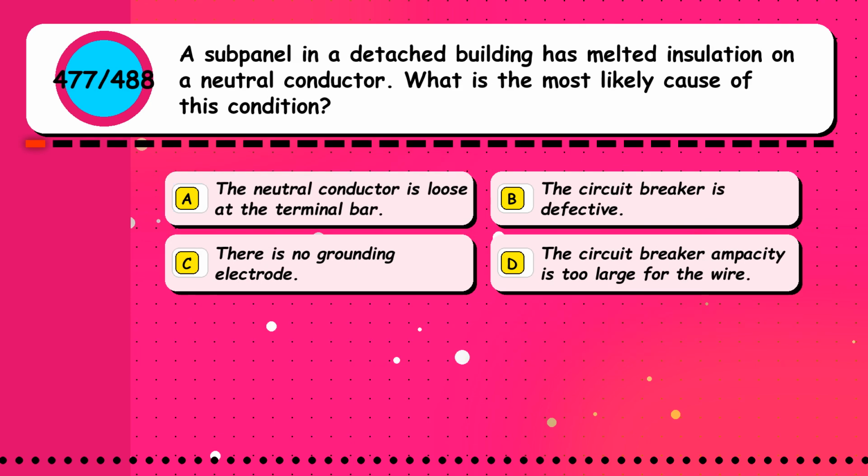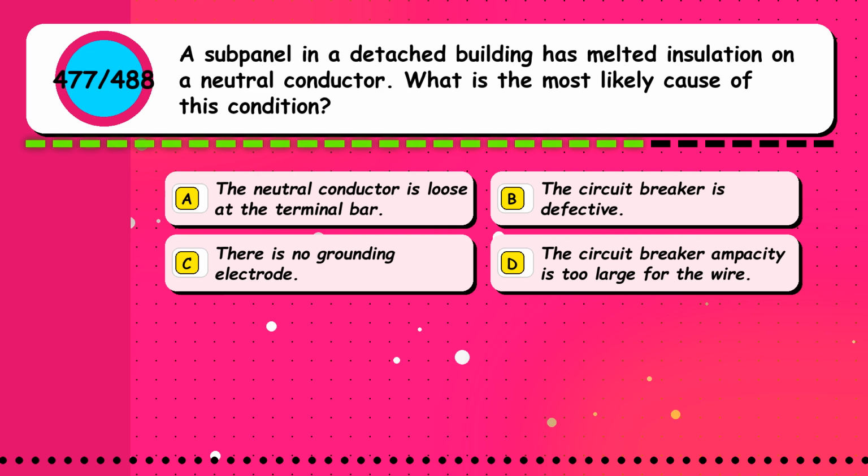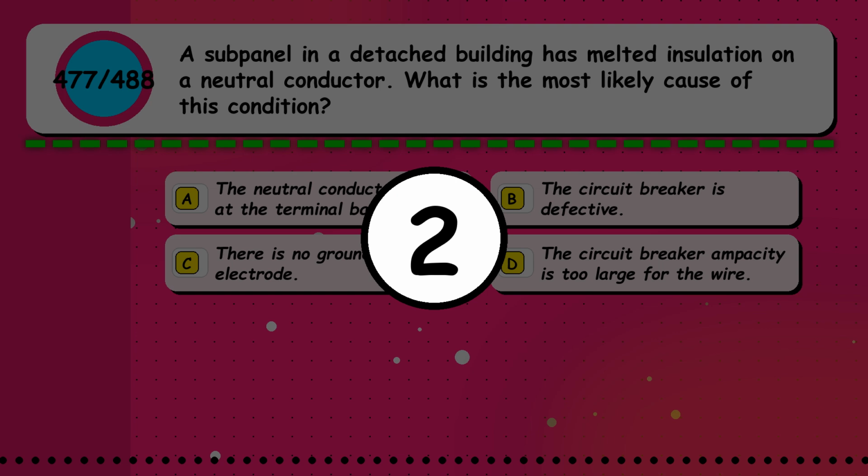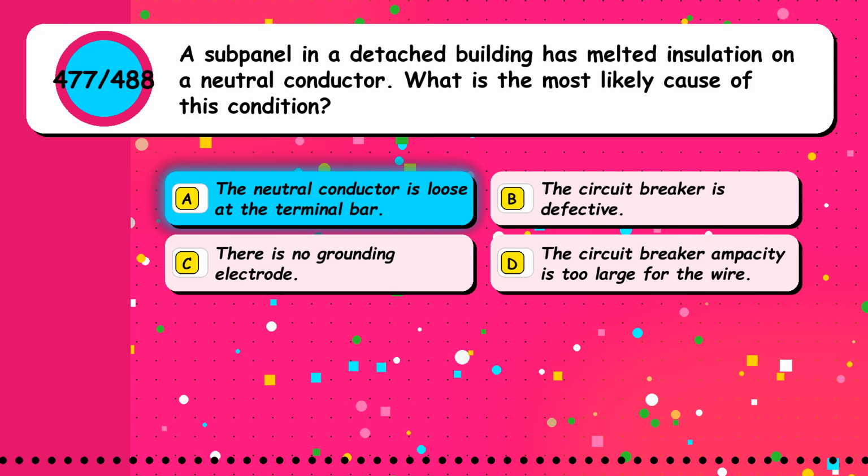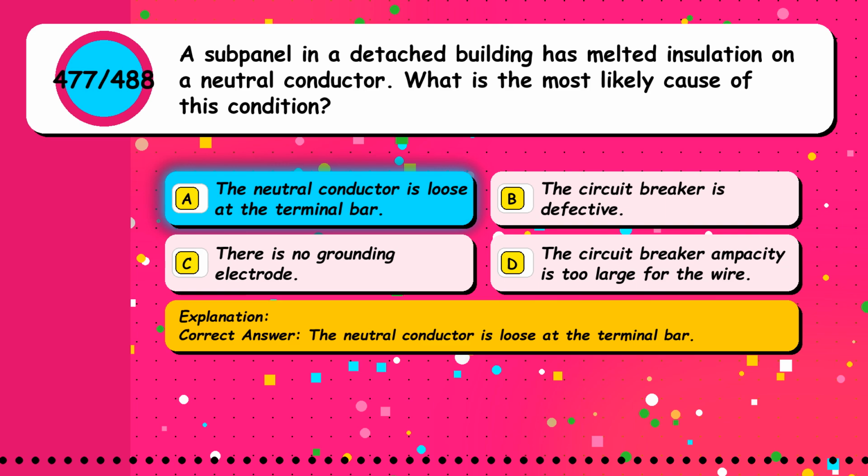Question 477. A subpanel in a detached building has melted insulation on a neutral conductor. What is the most likely cause of this condition? Option A, the neutral conductor is loose at the terminal bar. Option B, the circuit breaker is defective. Option C, there is no grounding electrode. Option D, the circuit breaker ampacity is too large for the wire. The correct answer is option A, the neutral conductor is loose at the terminal bar.